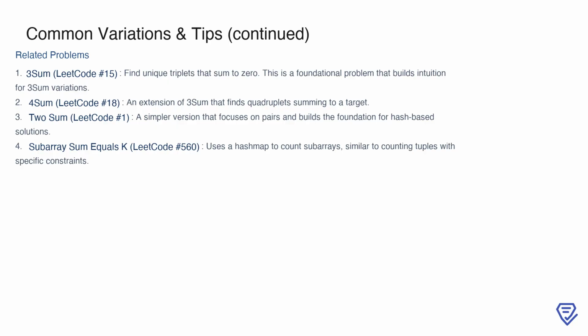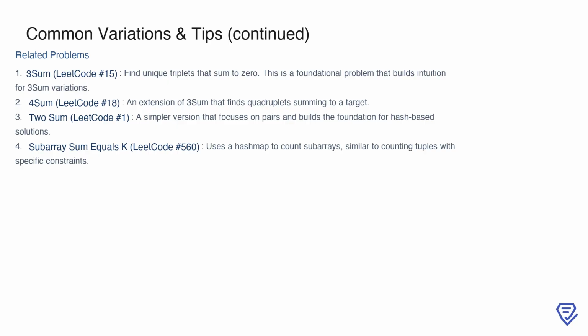For example, the three-sum problem, LeetCode number 15, is a foundational problem where you find unique triplets that sum up to 0. It provides the groundwork for variations like three-sum with multiplicity. Similarly, the four-sum problem, LeetCode number 18, extends the concept to quadruplets, requiring additional thought on how to manage larger combinations. The two-sum problem, LeetCode number 1, is a simpler version that focuses on pairs and introduces the idea of using hash maps for efficient lookups.